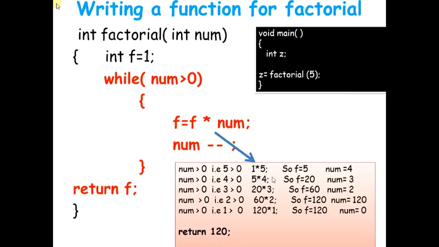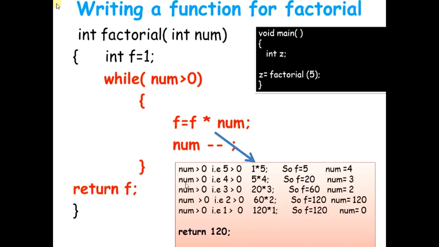So let's check what's exactly happening. Num is greater than 0, yes. So 5 is greater than 0. If 5 is greater than 0, what to do? F is equal to f into num. So f is right now 1. So you say 1 into 5. So what is the current value of f? Current value of f is 5. And then here it says num minus minus, because of which num becomes 4.